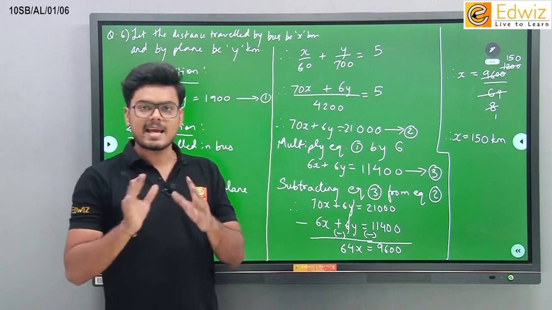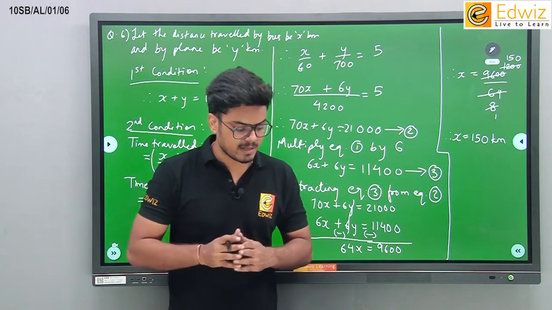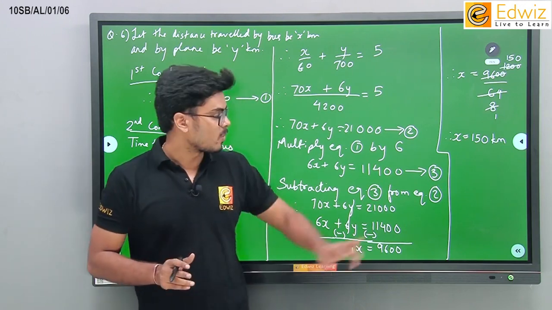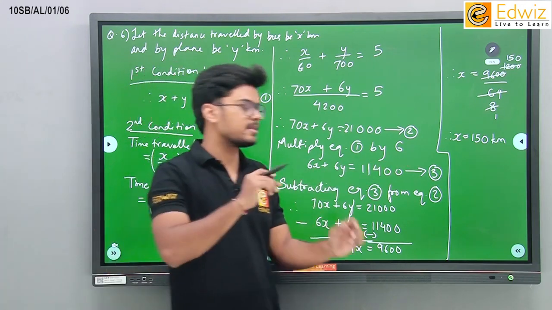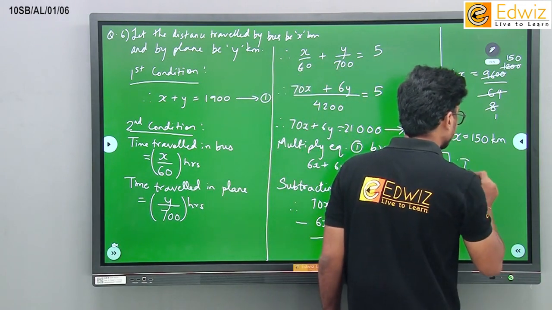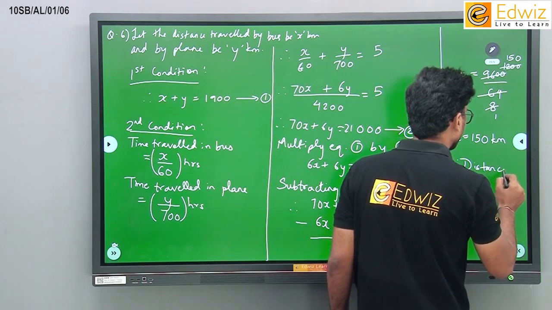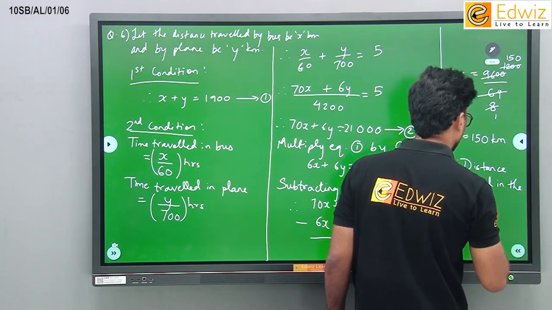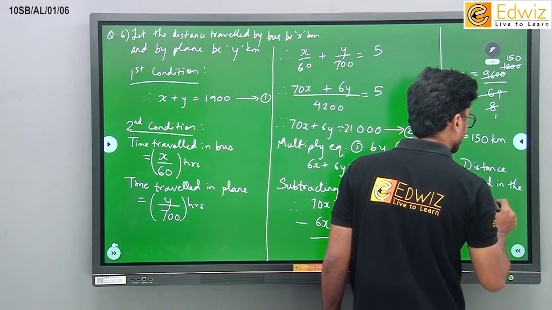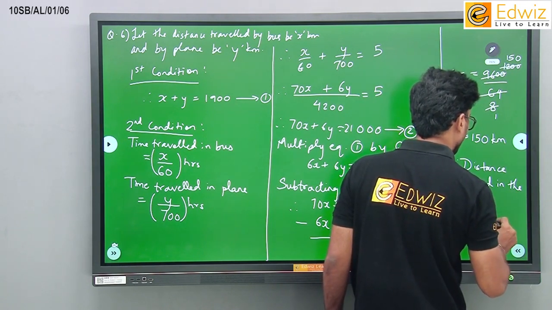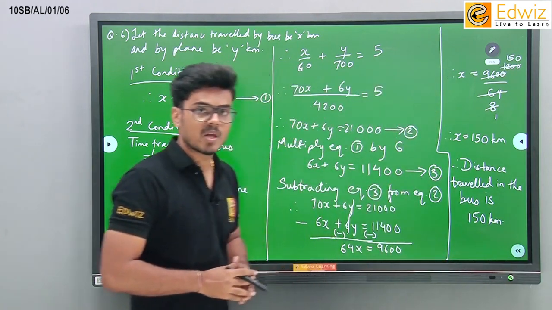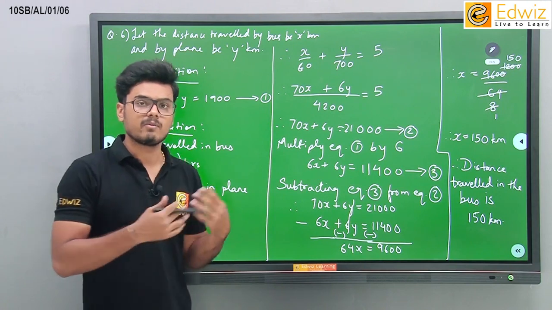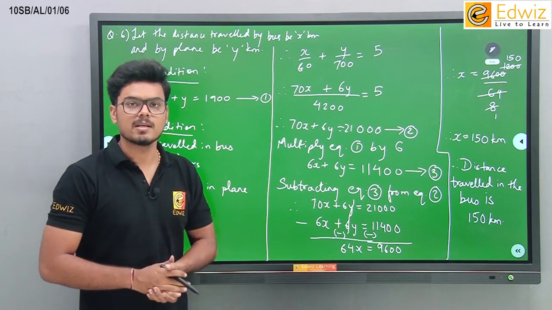So we just have to find out x here, because in the question they have only asked us what is the distance traveled by Vishal in a bus. Okay, so the value of x is 150 kilometers. Distance traveled in bus is 150 kilometers. That is our answer. So with this we are done with practice set 1.5. Finished. Okay, I'll give you some time to note this down, then we'll move on to the next part.